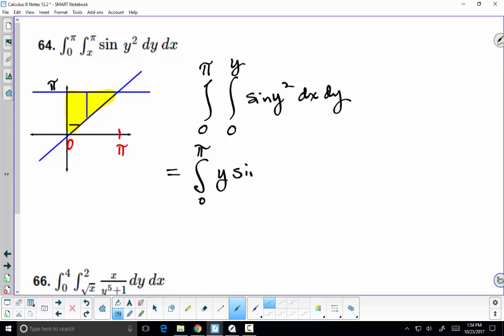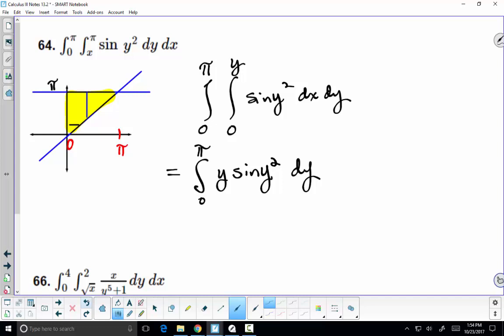There is no x, so we multiply by the length of the interval. The length of the interval, if you just integrate 0 to y dx, you get y. Wait, I thought if you're taking dx, you get an x. You do. Yeah. But then you substitute it in. Oh, okay. Right.